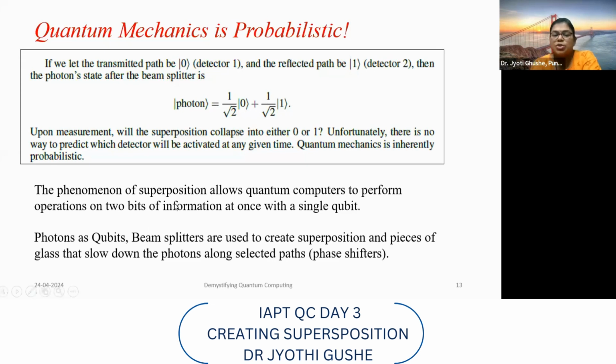Yes, the phenomenon of superposition allows quantum computers to perform operations on 2 bits of information at once with a single qubit. So what is a qubit? Can anyone put in the chat box a precise summary of yesterday's session? What is a qubit? They are quantum bits. So how are quantum bits different from classical bits?